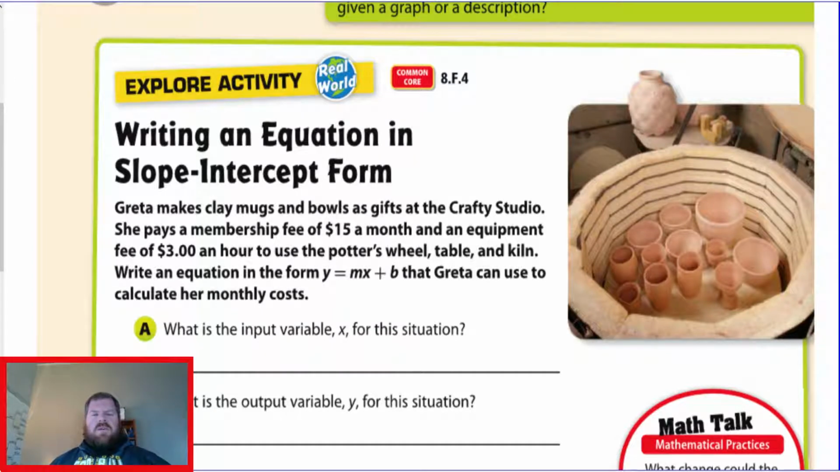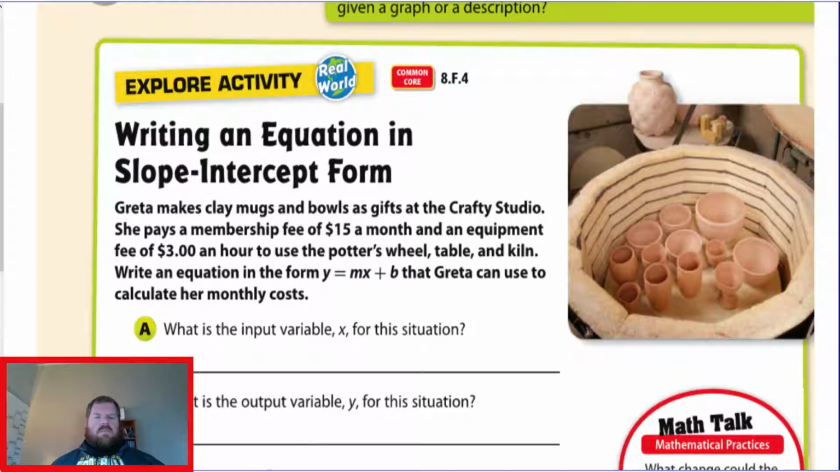So this first one says that Greta makes clay mugs and bowls as gifts for the crafty studio. She pays a membership fee of $15 a month and an equipment fee of $3 an hour to use the pottery wheel, the table, and the kiln to prepare these pieces of pottery. We want to write an equation in the form y equals mx plus b that Greta can use to calculate her monthly costs. So the important thing here is to dive through the information a little bit.